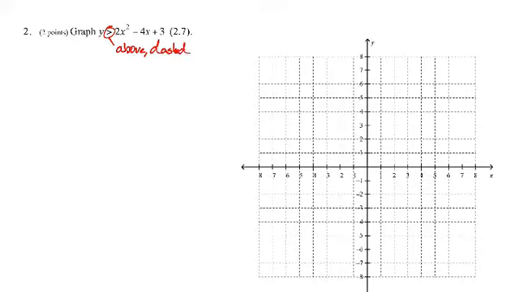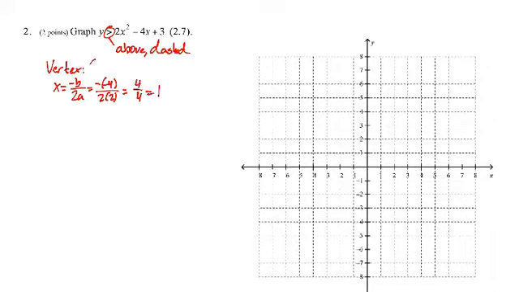Now, in order for us to graph this, we need to have some key points. So let's find the vertex to start. In order to find the vertex, you have to use the axis of symmetry formula to find the x-coordinate. So we have x equals negative b over 2a. Well, b in this case is negative 4, so we have negative 4 over 2 times our a value, which is 2. So we get positive 4 over 4, which just gives us 1.